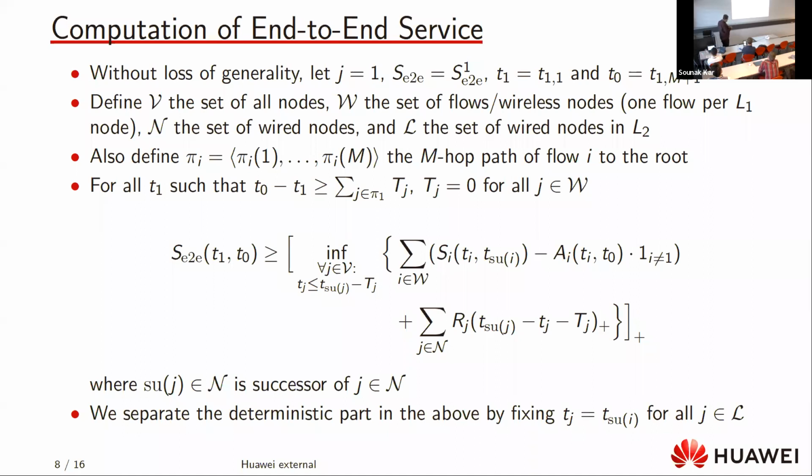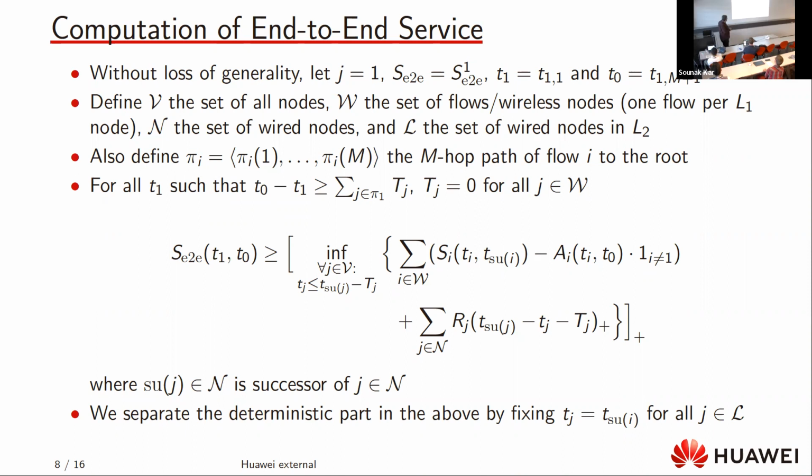Okay, and for each flow, we define pi_I, which is basically the path that flow I takes from 1 to m, because as I said, all the flows enter at layer 1 and leave at the root.